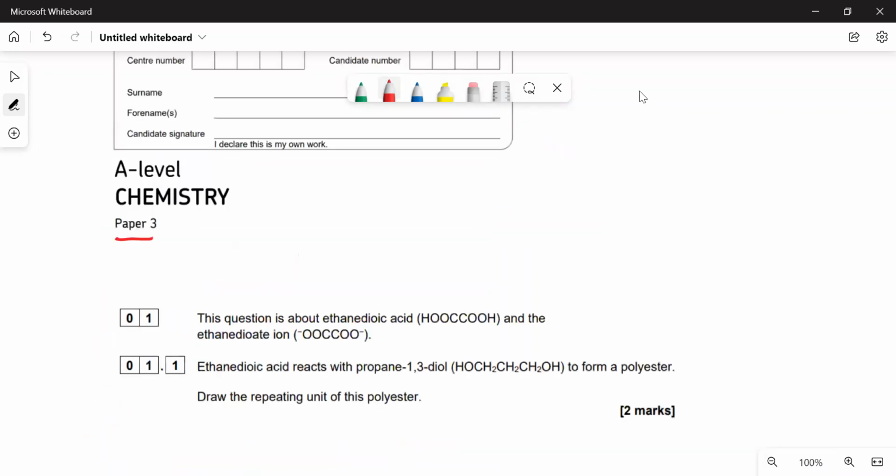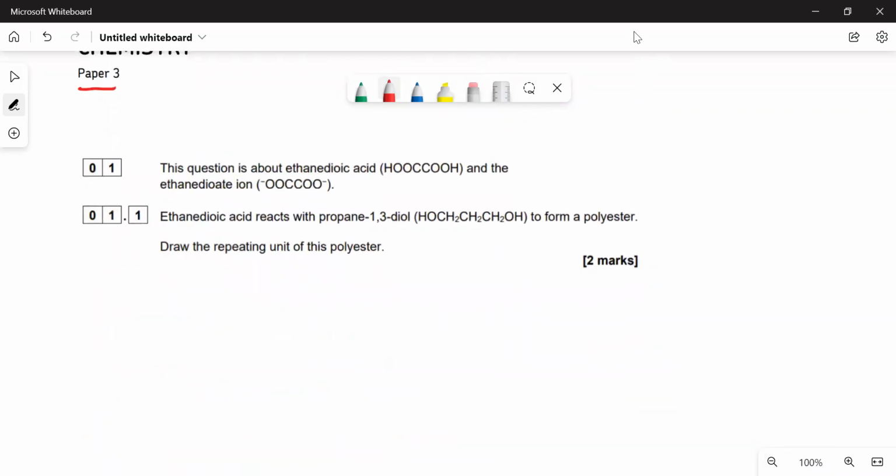Okay. All right. First question is about ethane dioic acid and its ion, the ethane dioate ion. Ethane dioic acid reacts with propane 1,3-diol to form a polyester. Draw the repeating unit of the polyester. Okay, so let's draw ethane dioic acid first of all. And then we'll draw the other monomer, which is propane 1,3-diol.